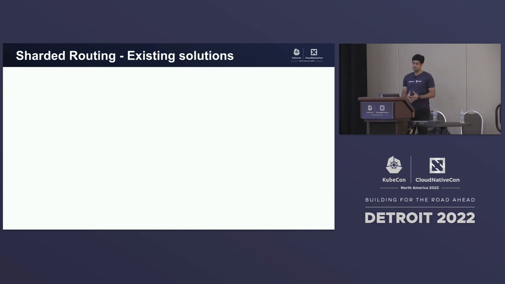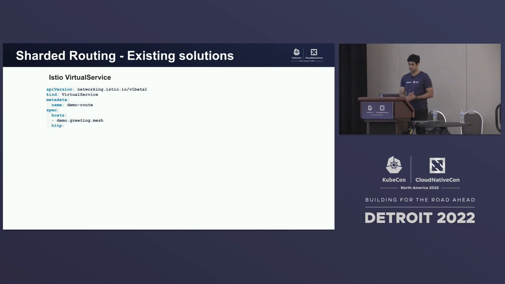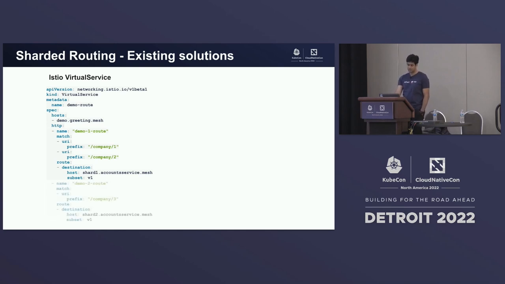So we looked at the existing solutions that the service mesh had to offer. Since we were using Istio service mesh, I'll look at Istio examples here. Istio provides a custom resource called VirtualService, which defines a set of traffic rules that apply when a given host is addressed. In this example, whenever a request is made to demo.greeting.mesh, these traffic rules apply. Each traffic rule defines the protocol and the matching criteria. Here, requests for company ID 1 and 2 are routed to shard 1, whereas requests for company ID 3 are routed to shard 2. This is a very basic example of a VirtualService.